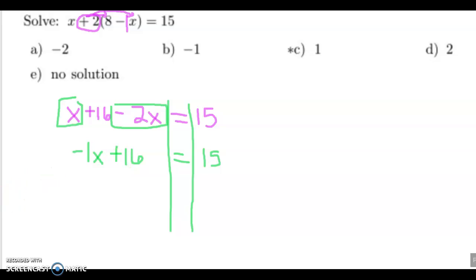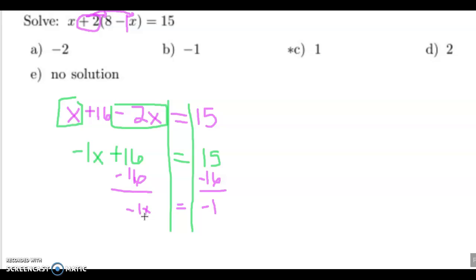Alright, now it's a simple two-step equation that you are all used to solving. So I'm going to subtract 16 first on both sides because I always get rid of the constants to bring them over to the right side. 15 minus 16 is a negative 1 because I have more negatives than positives. And then I have a negative 1x.